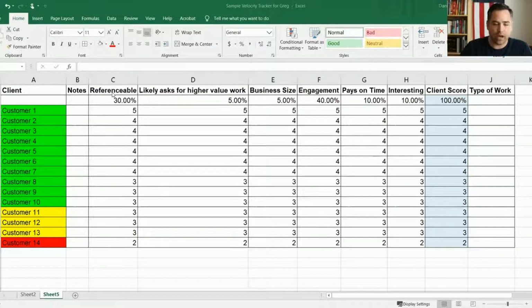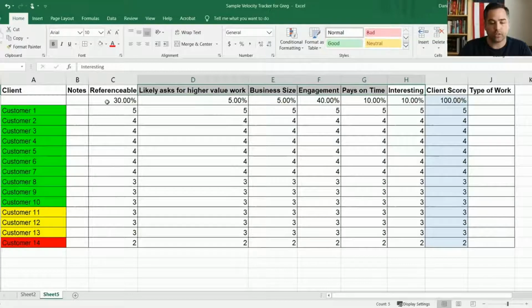First is how well that customer is going to reference you to other people. How likely is that person going to get you new business? Also, how likely is that person going to ask for more business from you? The business size, engagement level, whether or not they pay on time, and whether or not they're interesting. These are some factors that matter to a lot of our clients. However, your factors could be specific or different, and that's okay. There's not a right or wrong answer. It's what's important to you.